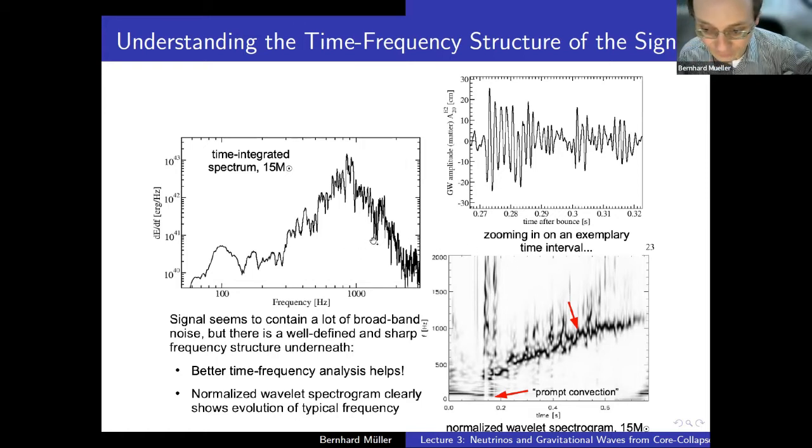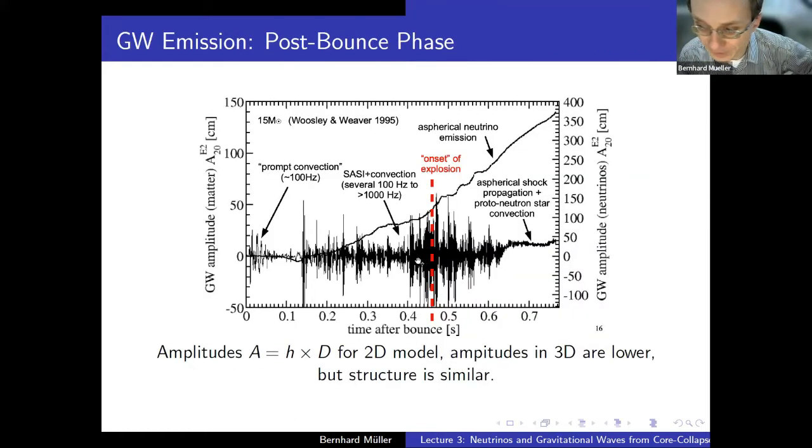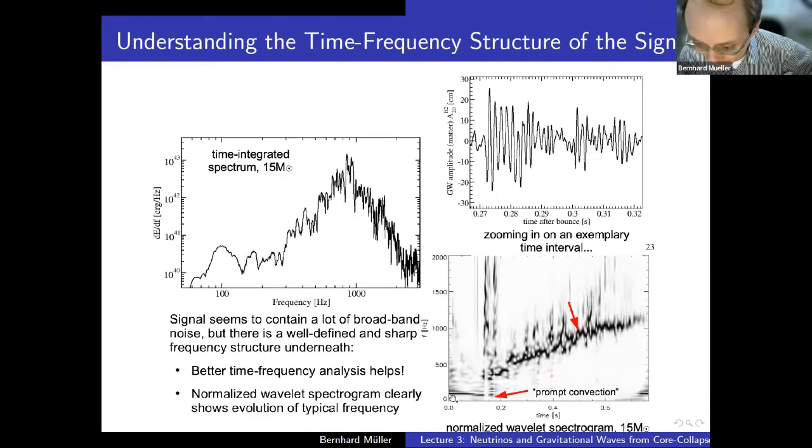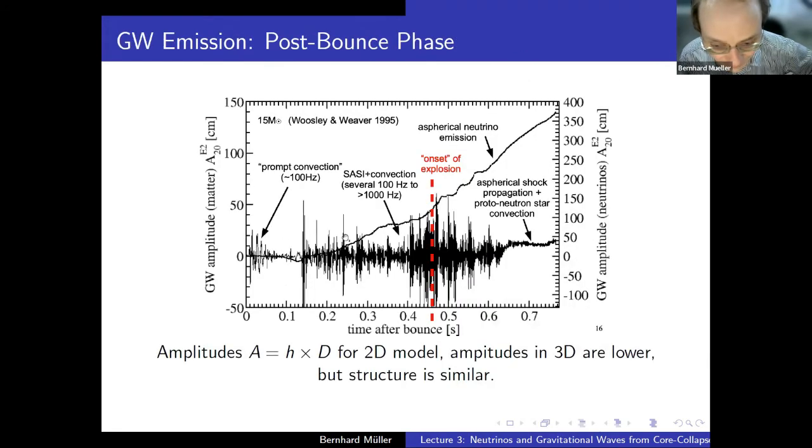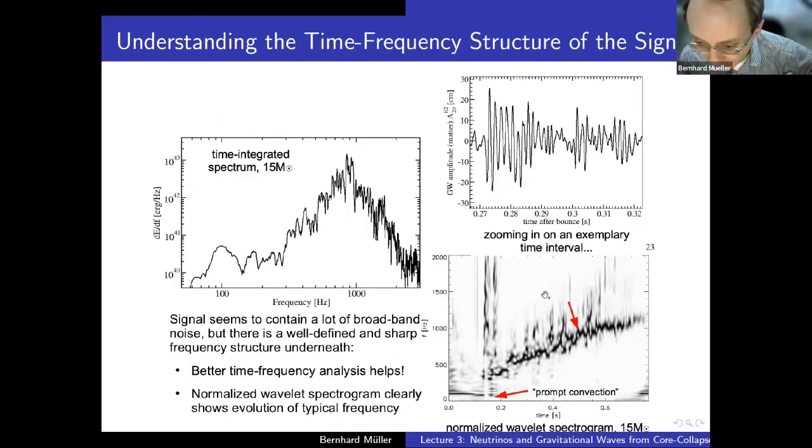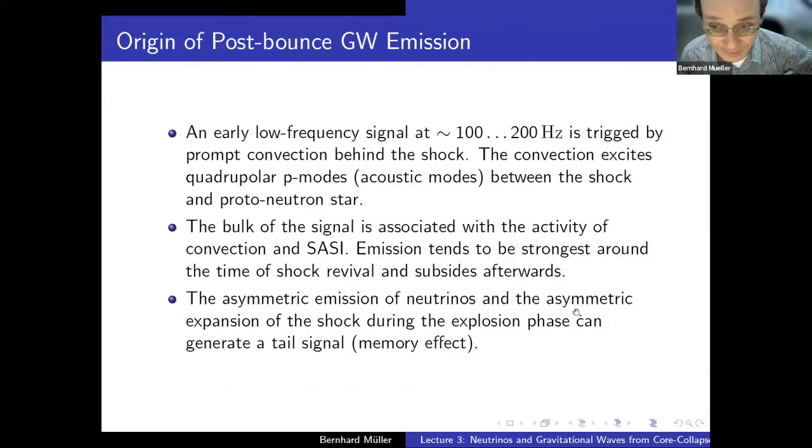So if you do a wavelet transform of this signal here, what it starts to look like is this. You can actually identify something at the very beginning, which is really this early signal here from the prompt convection at 100 hertz. And you can identify another clear emission band with increasing frequency with time. That's really quite well defined. Now, let's see where this comes from.